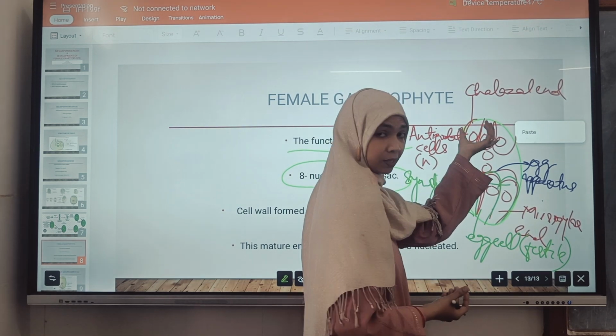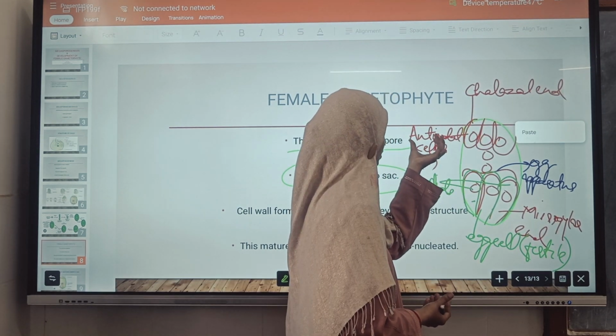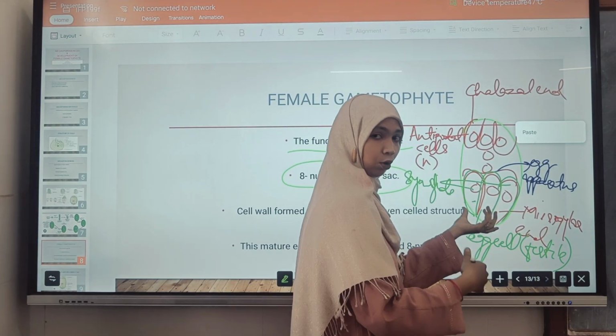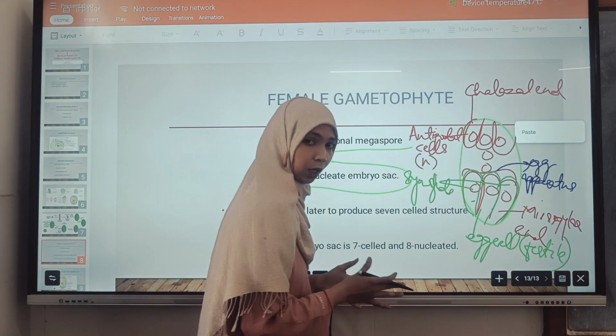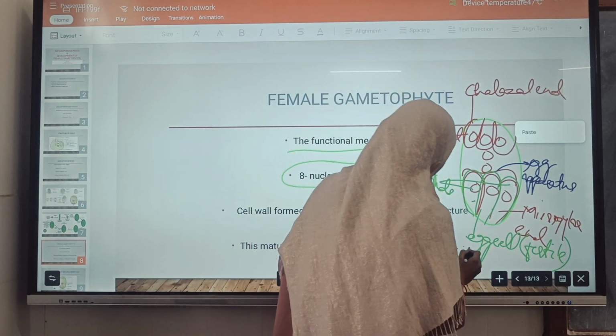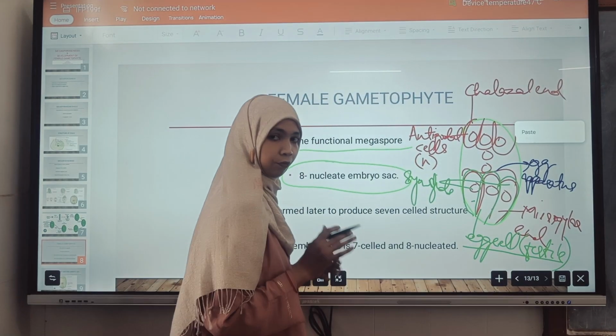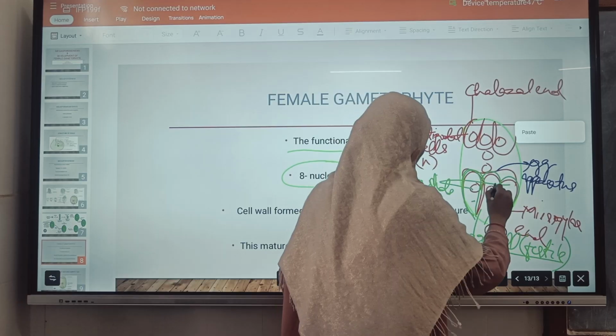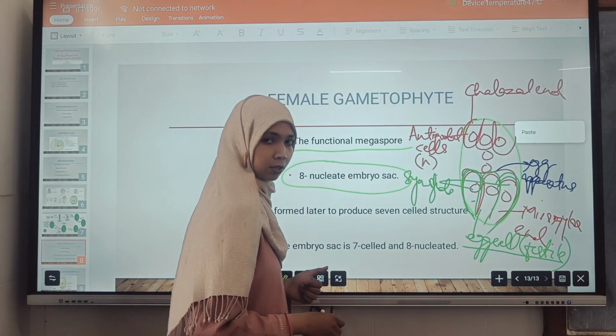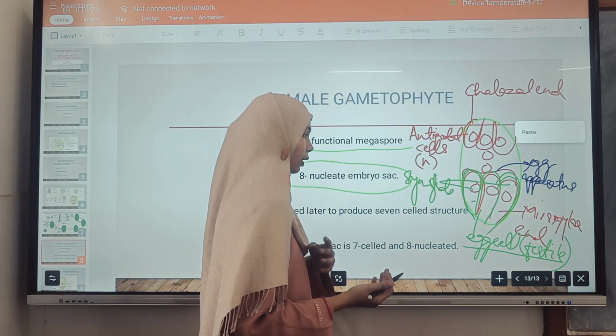These 3 which are present at the chalazal end are the antipodal cells. Another 3 which are formed at the micropylar end are called the egg apparatus, and in the egg apparatus the central cell is the egg cell, which is a single fertile cell of the embryo sac. Now another 2 outer cells are the synergid cells of the egg apparatus. Now where is the 7th cell?